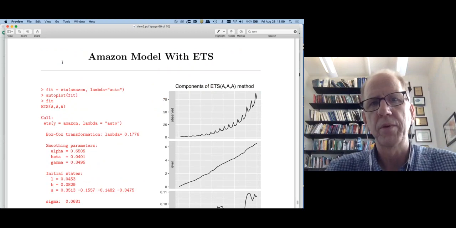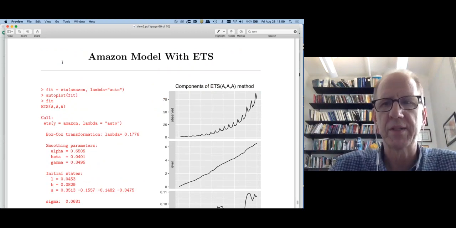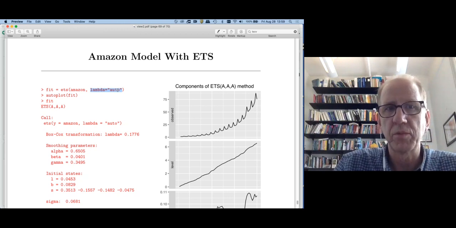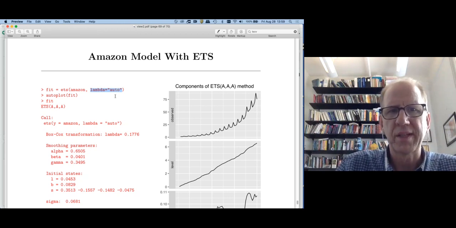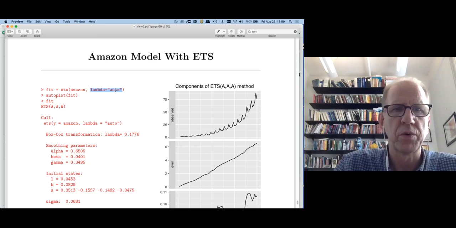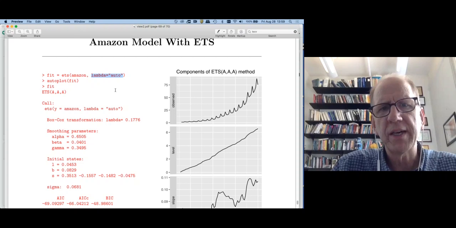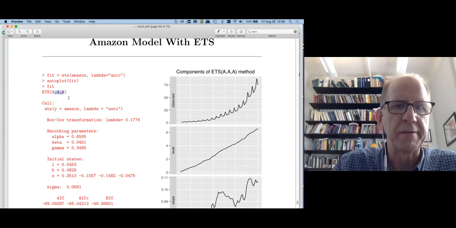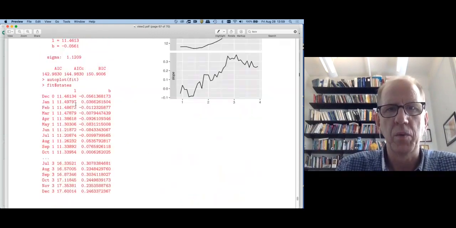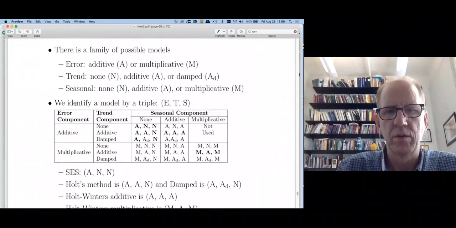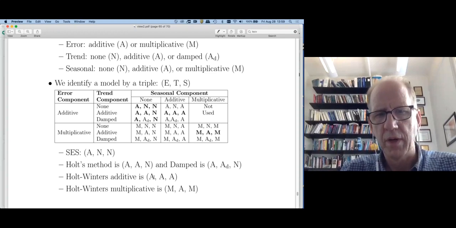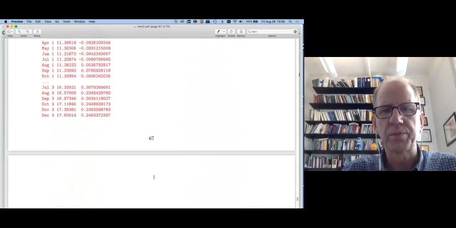Let's go take a look at another example that we've looked at many times in the past, which is the Amazon sales data. I'm going to let ETS choose a Box-Cox transformation. We know from previous analyses that that's a fairly important part because we have some exponential growth with Amazon. So after taking a Box-Cox transformation, what Box-Cox wants is AAA. And so that's basically what we found before, that logged or Box-Cox version of AAA for the Holt-Winters additive model works pretty well.